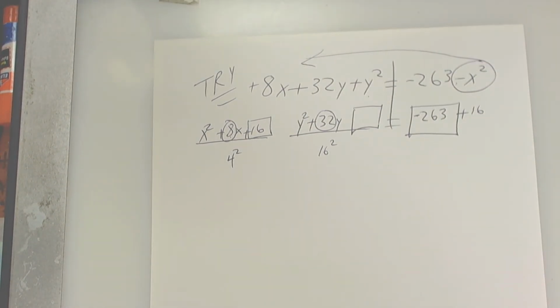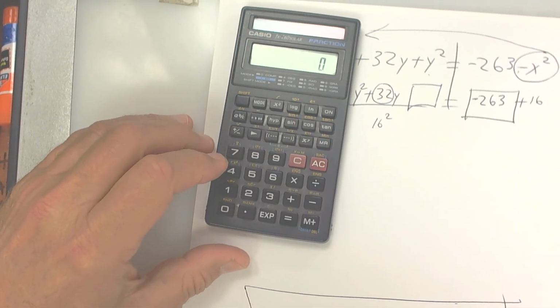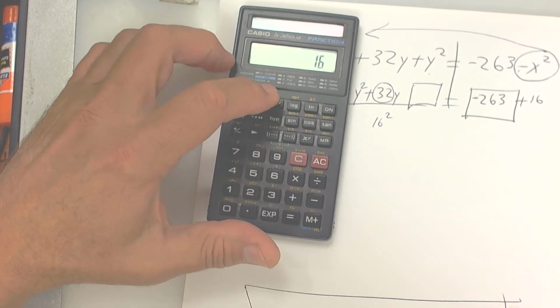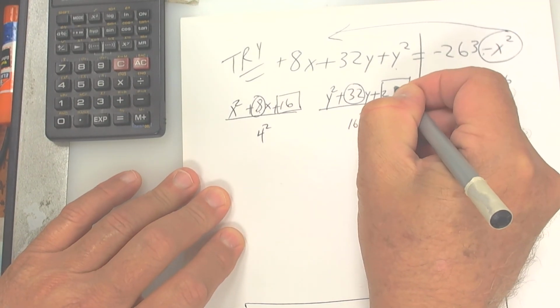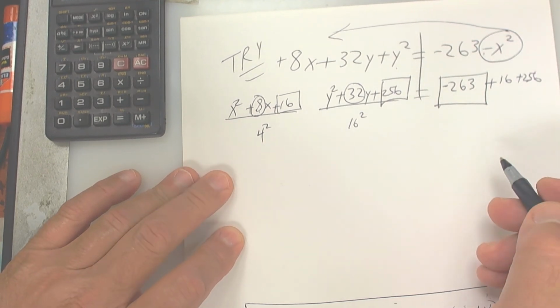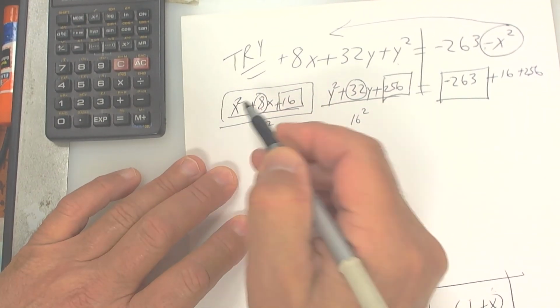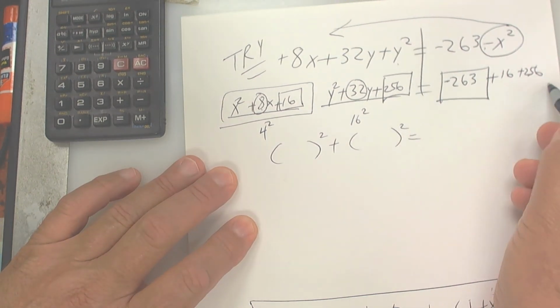Now, I don't know what 16 squared is. I think it's 256. So 16 squared is 256. So you're going to add 256 to both sides. Okay? This becomes a perfect square. So it's going to be something squared plus something squared is equal to this.